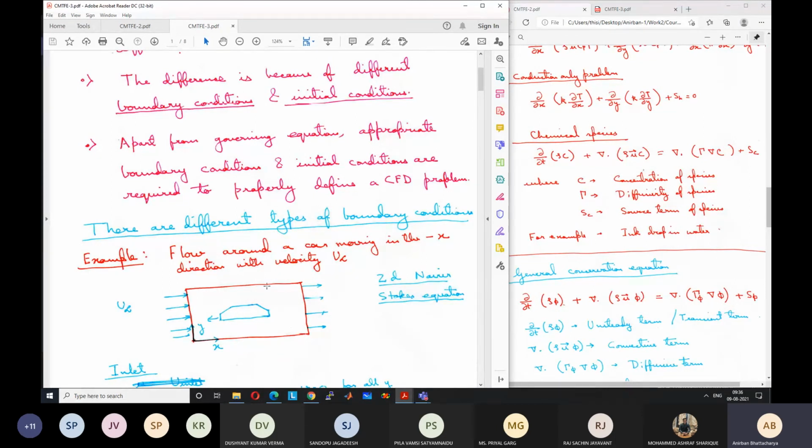So what will be an appropriate way of tackling the problem? What will be a suitable domain to be taken?